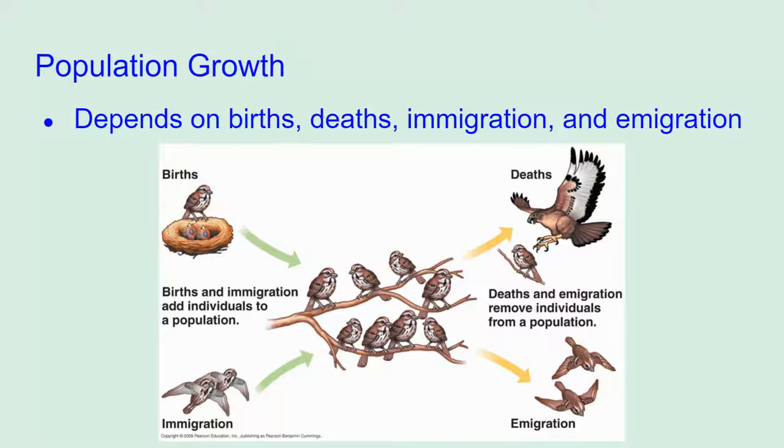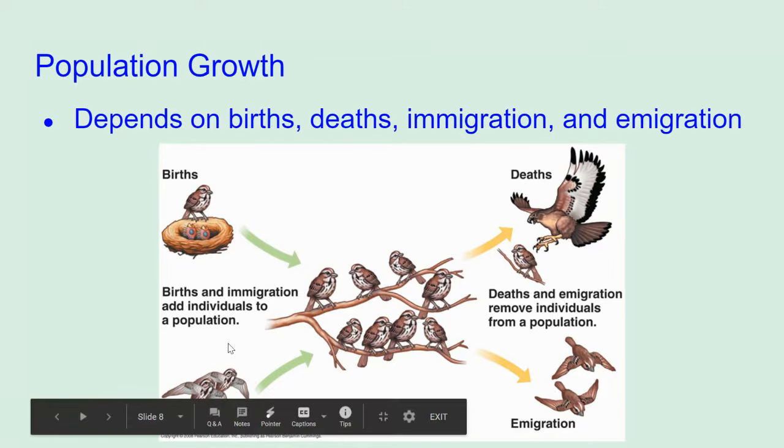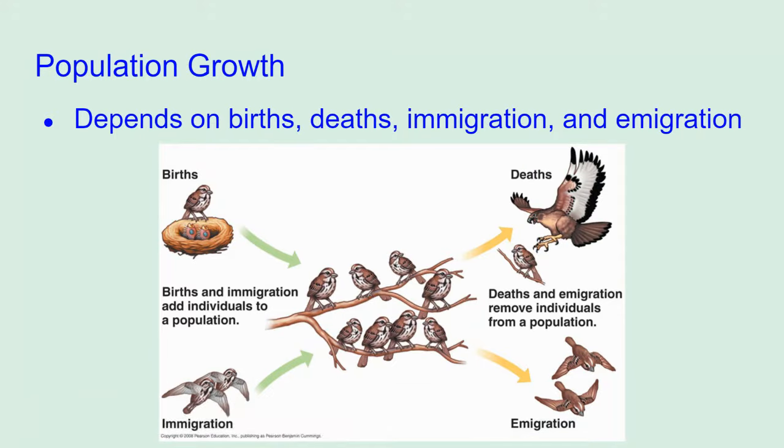What we're going to be talking about here is how populations change size or stay the same size over time. It depends on the number of births, deaths, immigration with an I, and emigration with an E. The two factors that can increase the size of a population are having more births, so more babies means the population's getting bigger, or immigration with an I. Immigration with an I means that some organisms that didn't used to live there are now coming into that population.